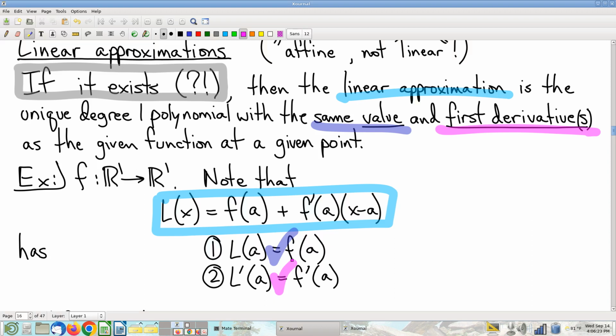It's got the same value as the function we're mimicking. It's got the same first derivative as the function we're mimicking. And this is the formula that does it.